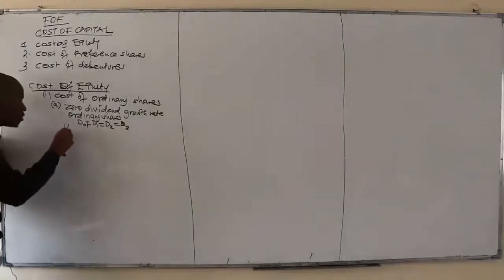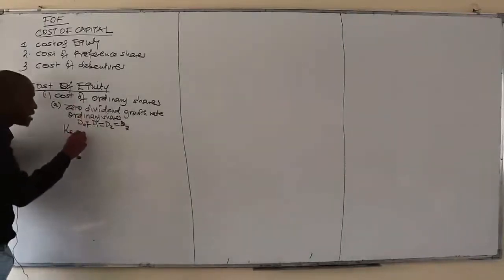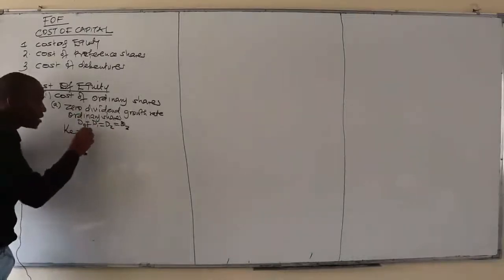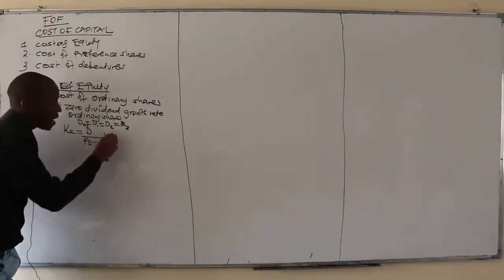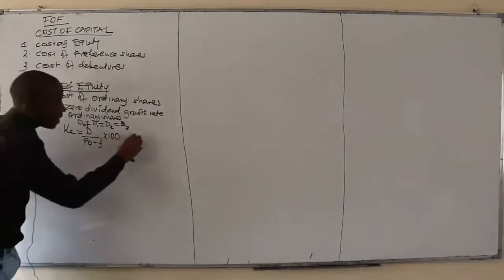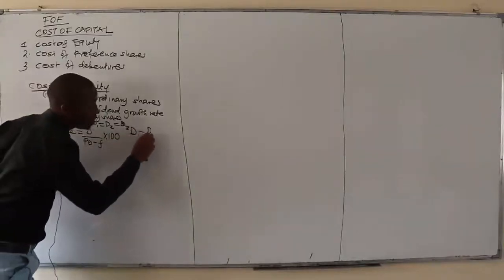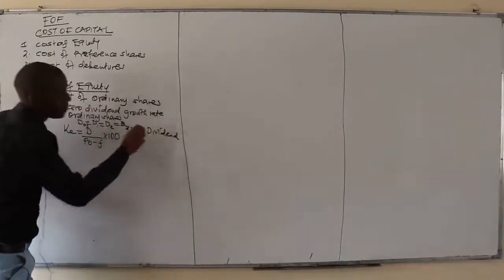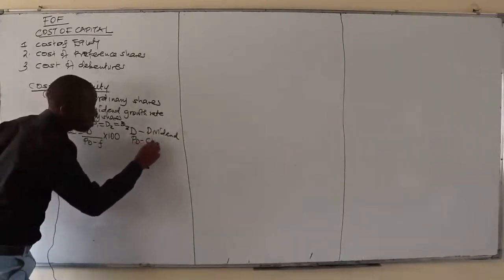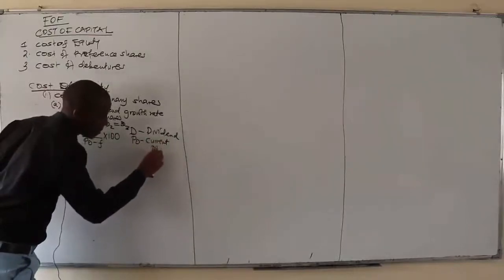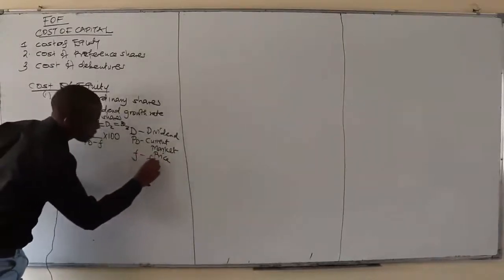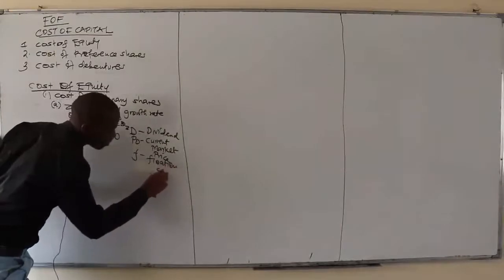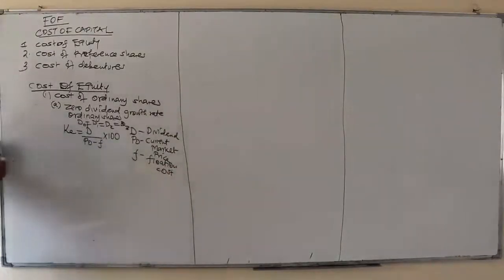Therefore, to get the cost of ordinary shares, which is KE, it will be the dividend D divided by P0 minus F, multiplied by 100. Where D is the dividend per share, the dividend that is paid, P0 is the current market price, and F is the flotation cost, which is the cost we incur when issuing the shares.